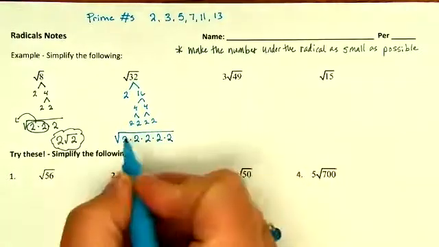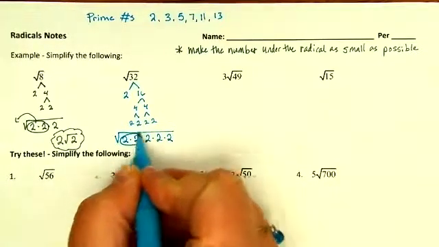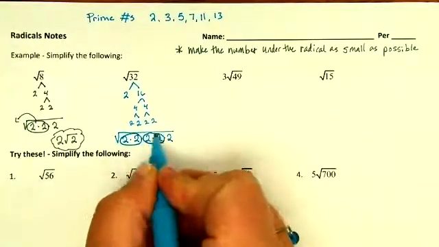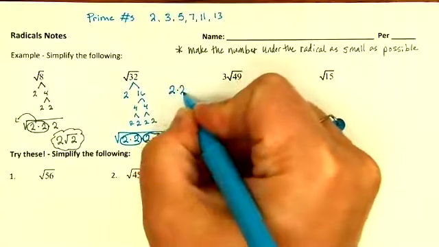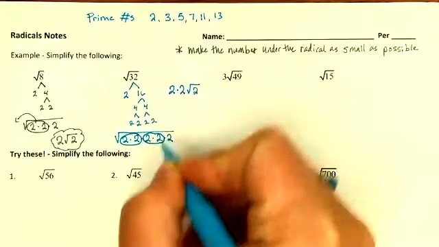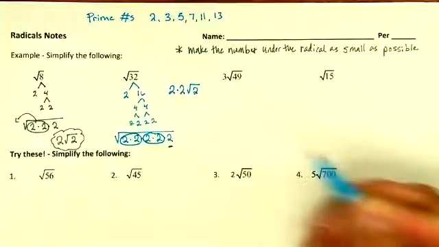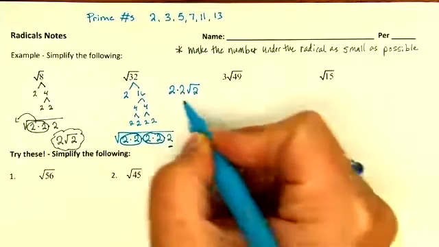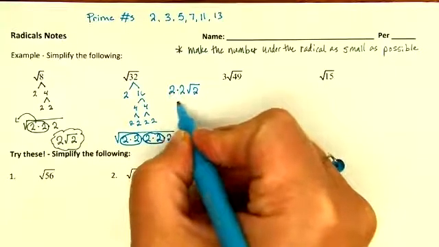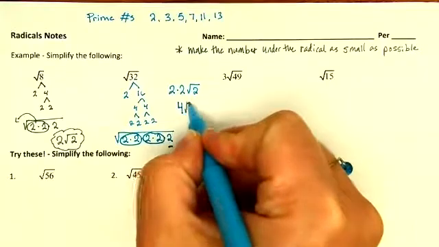Now I have 2 pairs of 2's, and those 2 can go on the outside. So I could say 2 times 2 radical 2. That one that's alone has to stay on the inside. This outside part here, though, can be simplified. We can multiply 2 times 2, and we end up with 4 radical 2.